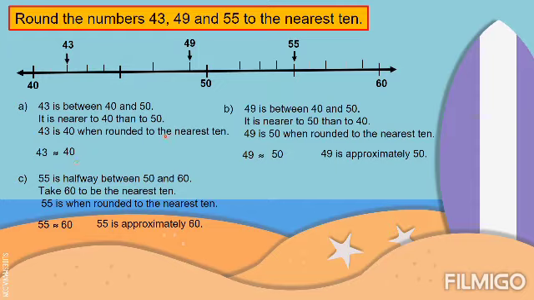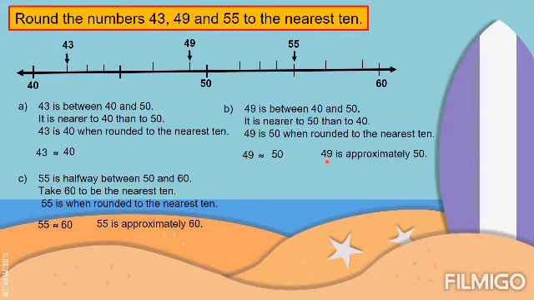So we have here the letter B for the number 49. Take a look at this 49, class. This number is between 40 and 50, but 49 is much closer to 50 compared to 40. So therefore, class, 49 is 50 when rounded to the nearest 10. So 49 now, class, is approximately 50.